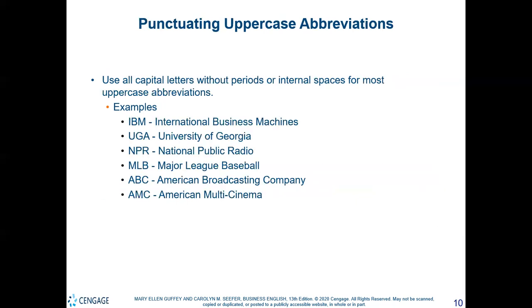Punctuating uppercase abbreviations. Use all capital letters without periods or internal spaces for most uppercase abbreviations. Example: IBM, International Business Machines. UGA, University of Georgia. NPR, National Public Radio. MLB, Major League Baseball. ABC, American Broadcasting Company. AMC, American Multi-Cinema.